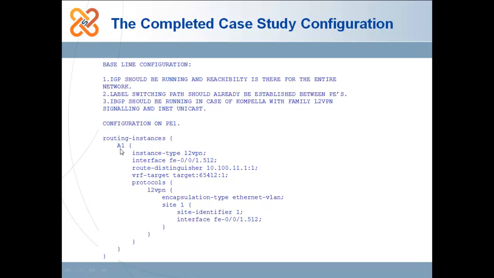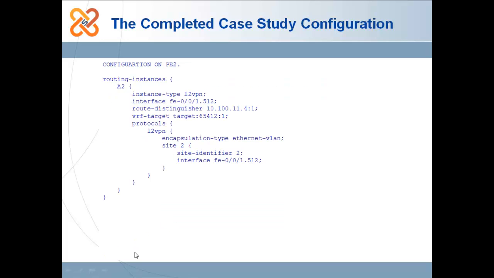This should be the final configuration on your PE-A1. This should be the configuration, and this should be the configuration on PE2 routing instance A2.